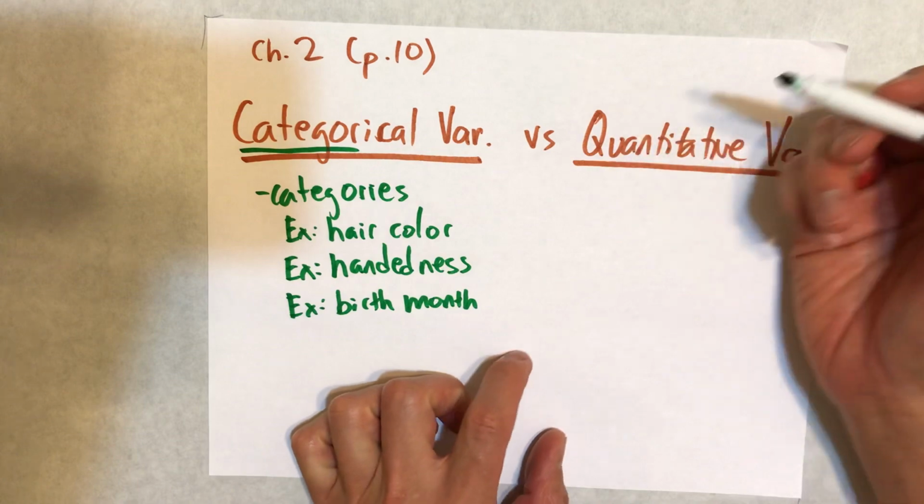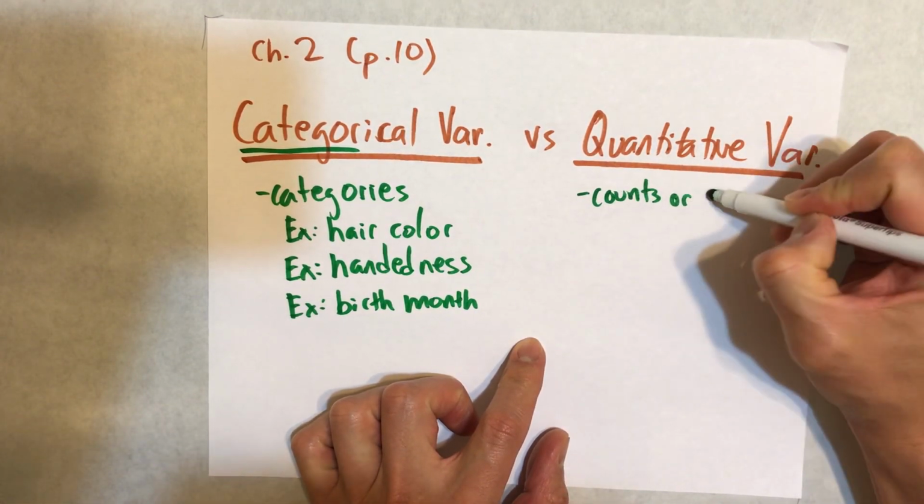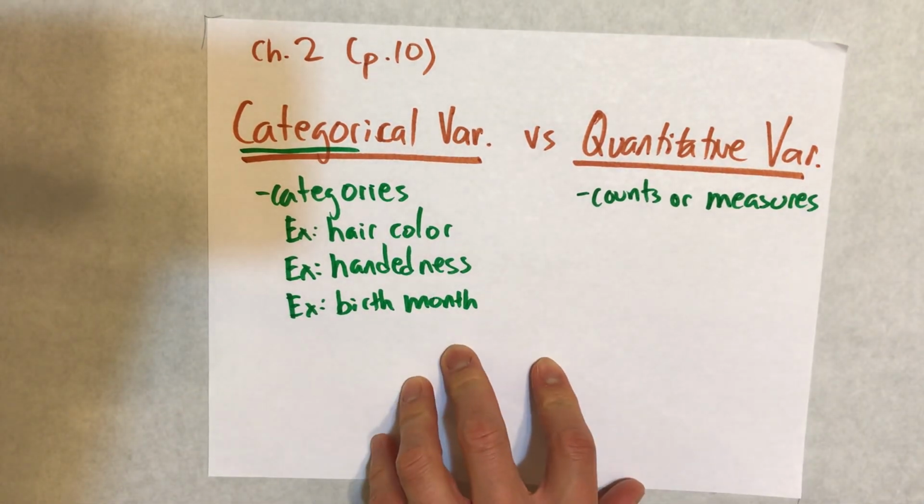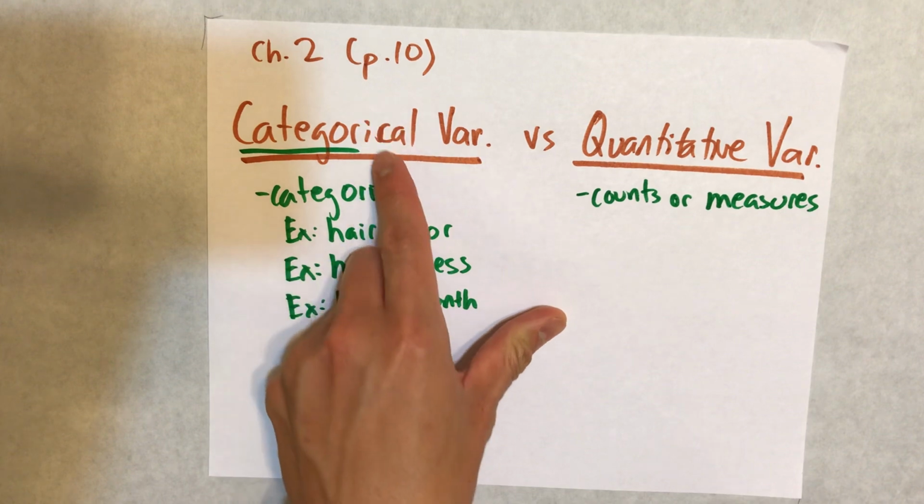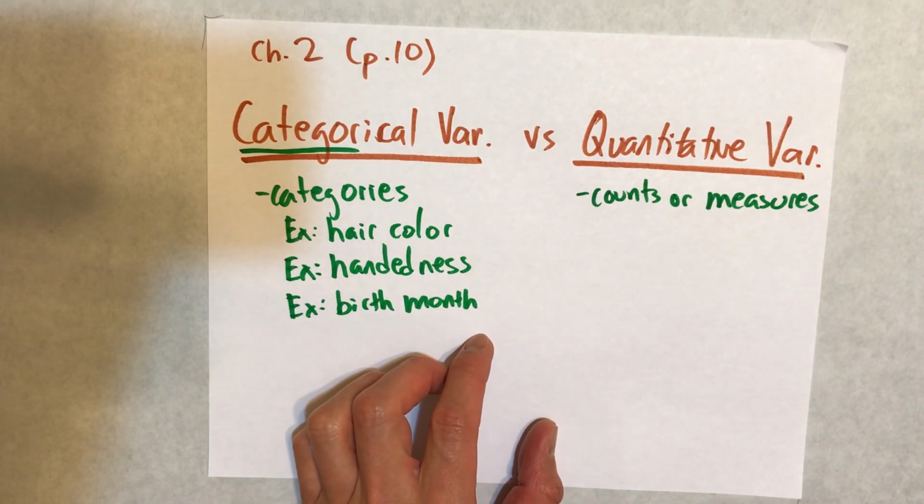So quantitative, on the other hand, these are like counts or measures of something. We're on page 10, chapter 2. So go ahead and flip right there right now. You can pause the video and flip right there.